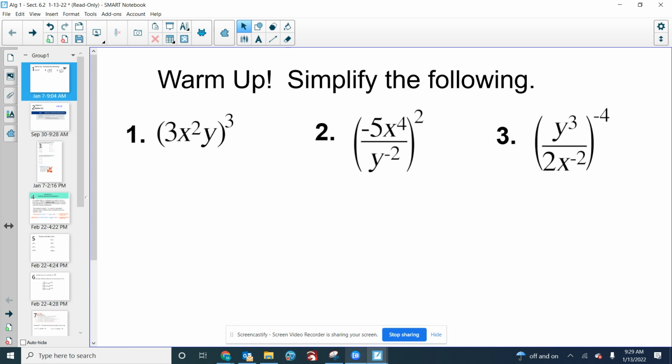Hey guys, why don't we do number 3 here? Do number 3 right here. Then we'll go over the worksheet. I also need to see the homework.